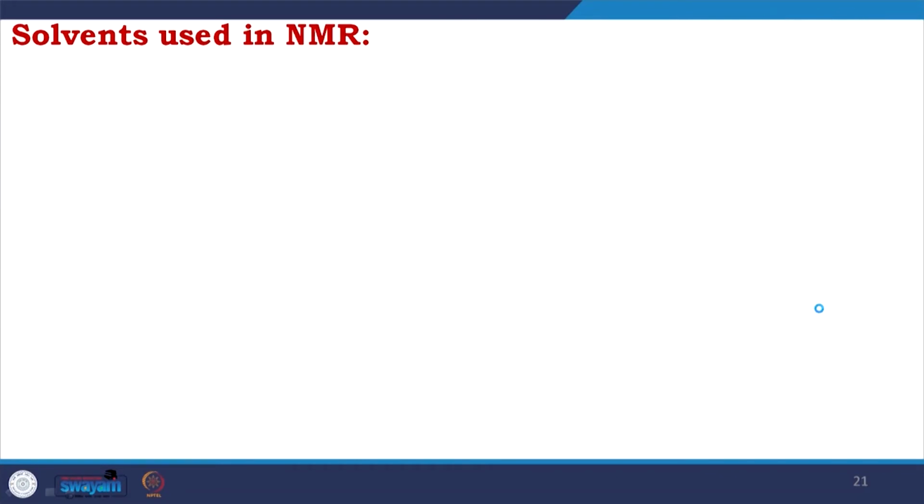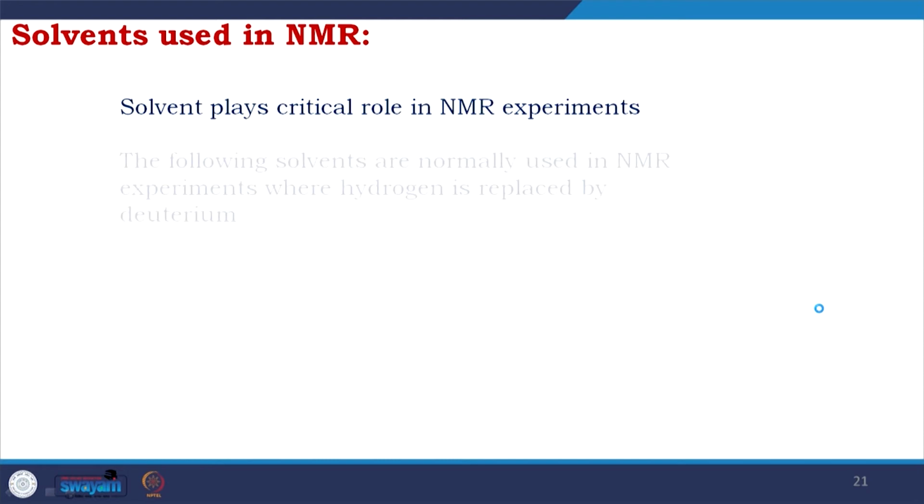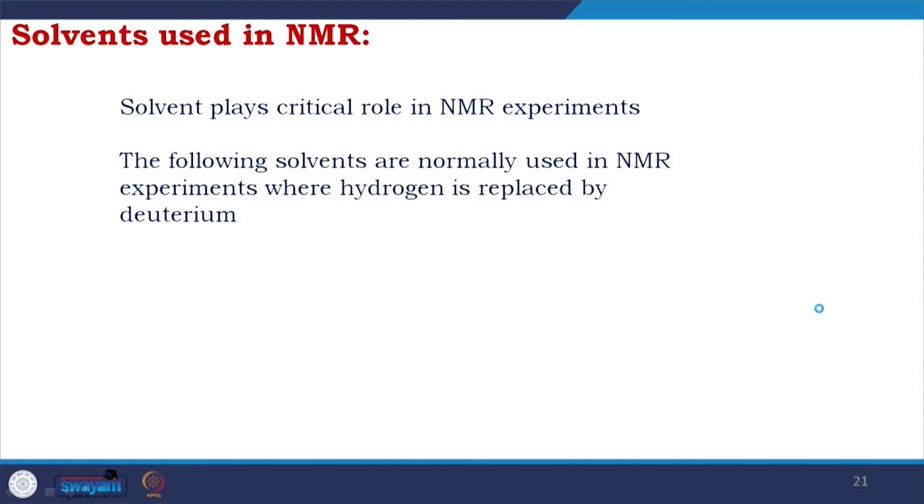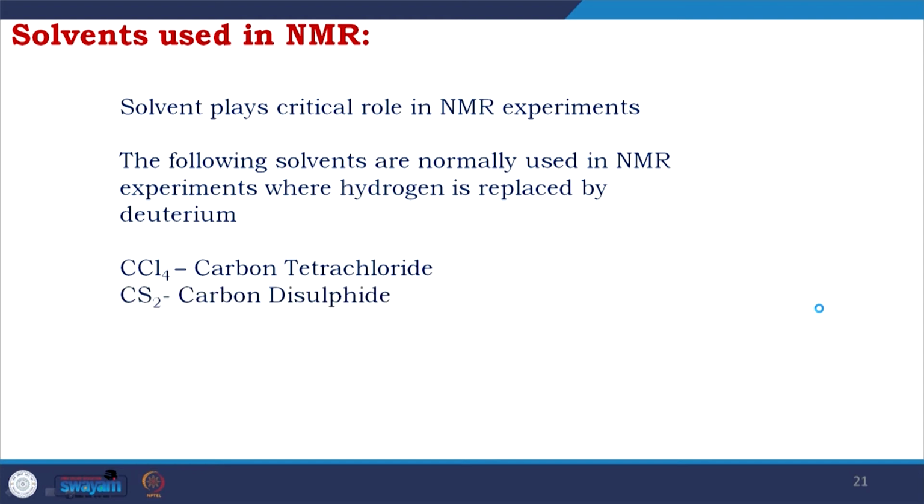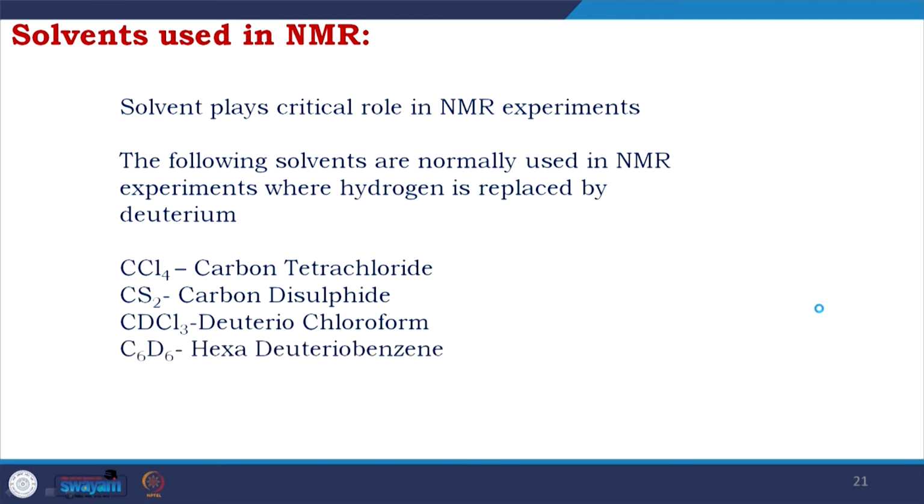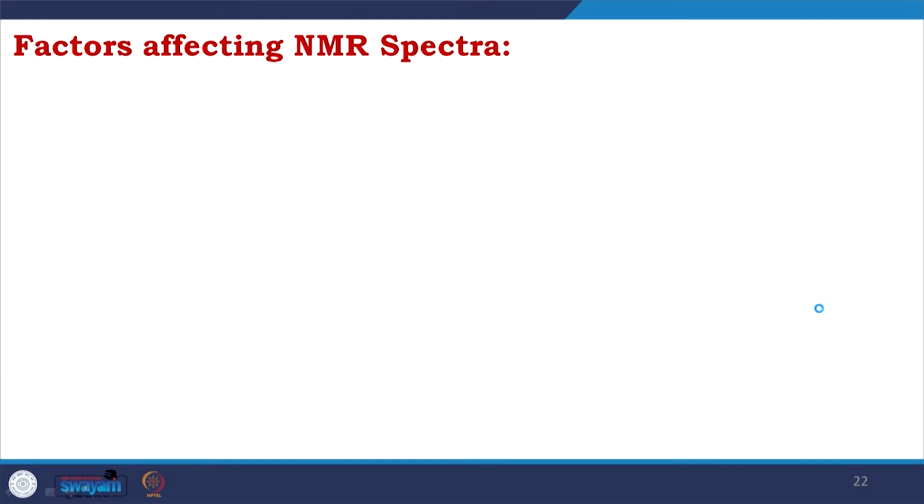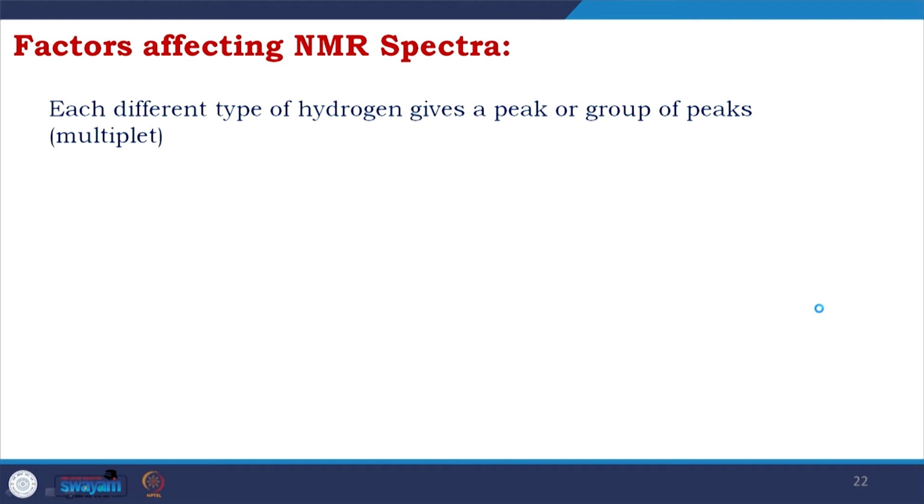What are the good solvents used in NMR? Solvents play a critical role in NMR experiments. The following solvents are normally used in NMR experiments where hydrogen is replaced by deuterium: CCl4 carbon tetrachloride, CS2 carbon disulfide, CDCl3 deuterochloroform, C6D6 hexadeuterobenzene, D2O deuterium oxide.